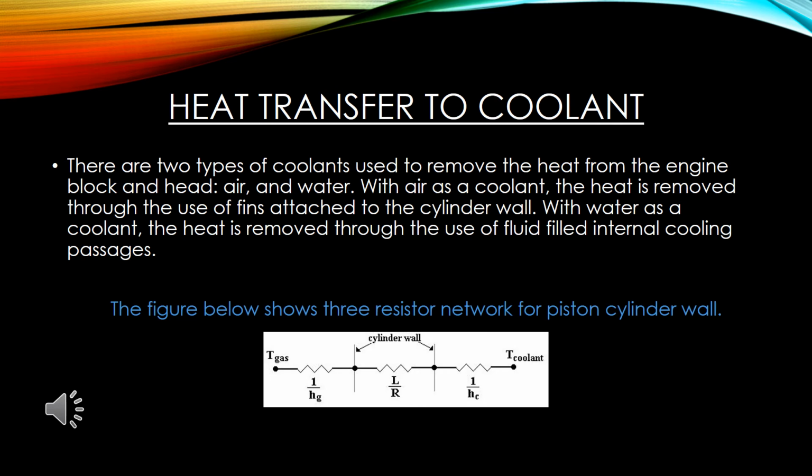Now I will talk about heat transfer to coolant. There are two types of coolants used to remove heat from the engine block and head: air and water. With air as a coolant, the heat is removed through the use of fins attached to the cylinder wall. With water as a coolant, the heat is removed through fluid-filled internal cooling passages. As you can see in the picture, the figure below shows the three-resistor network for the piston and cylinder wall.